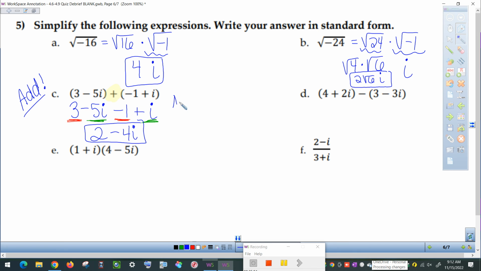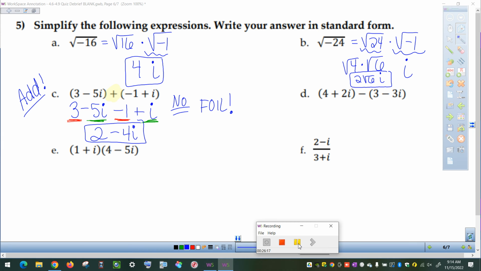I'm going to write off to the side here. No FOIL. We're not multiplying. Here we are just adding. So here's what's going on in the next one. Now, notice that the parentheses are not touching. Notice that we have a subtraction sign. So I'm going to write off to the side here. This means subtract.